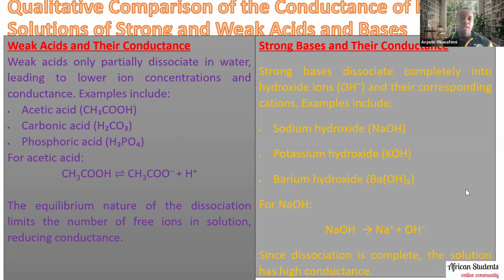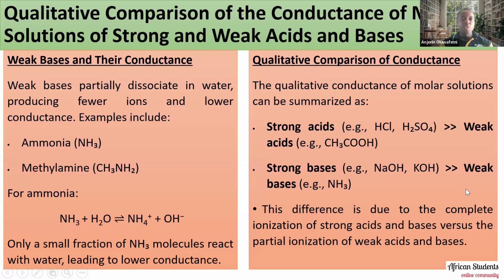Okay. So we move along now and we look at that of weak bases now. Weak bases and their conductance, just like their counterpart, I mean weak acids now. Weak bases partially dissociate in water, producing fewer ions. So they produce fewer ions and then they have lower conductance. So when you have a weak base like ammonia, when it dissociates, it will give us ammonium ion and then hydroxide ion. So only a small fraction of ammonia molecule reacts with water, leading to lower conductance.